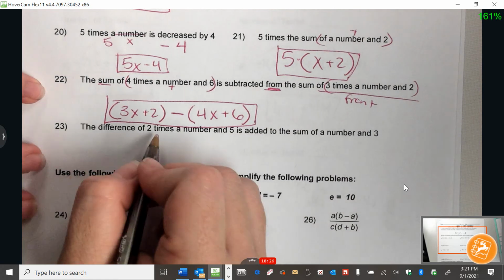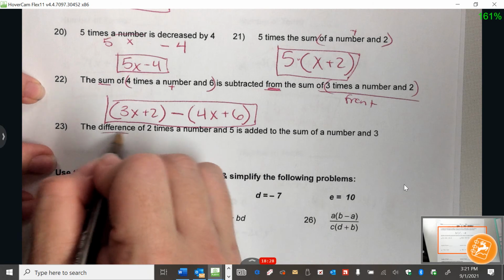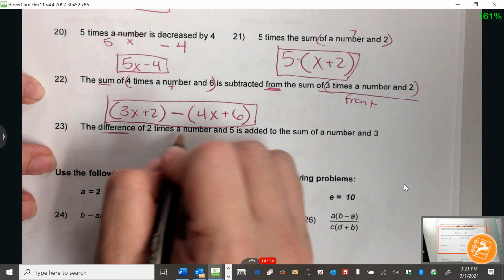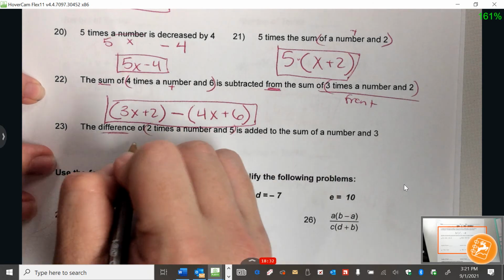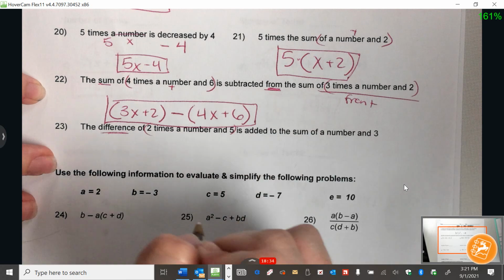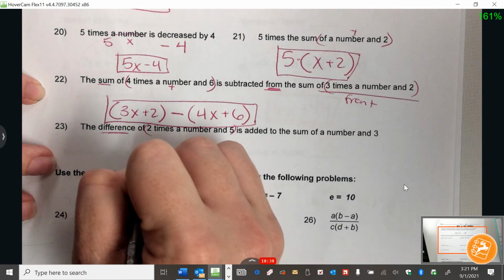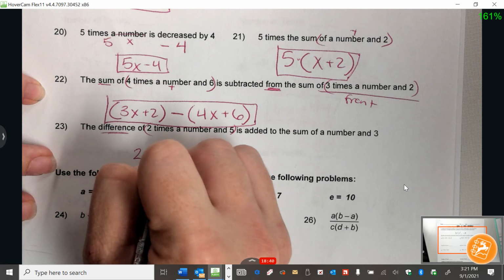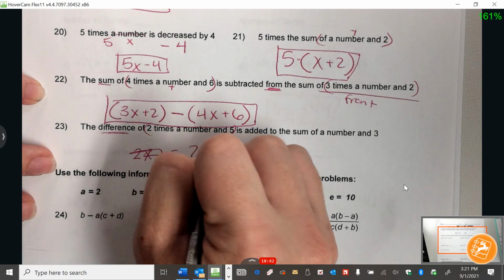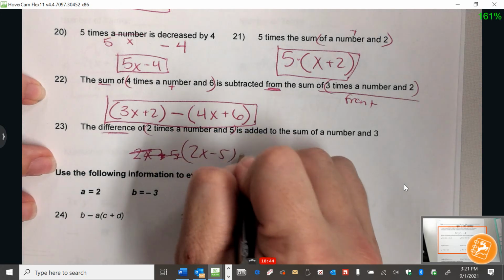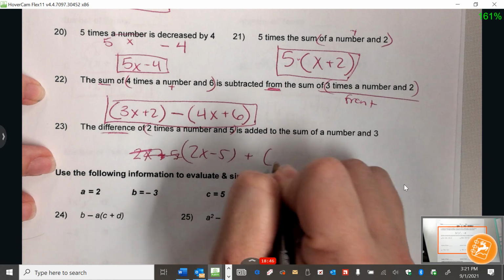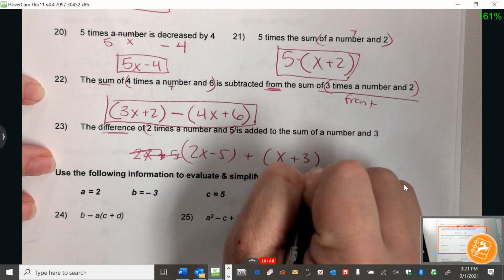Okay, the difference of 2 times a number and 5 is added to the sum of a number and 3. So 2 times a number and 5, oh, difference, sorry, 2x minus 5 is added to the sum of a number and 3.